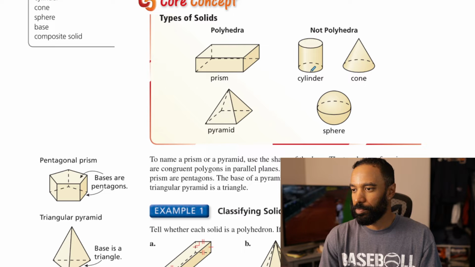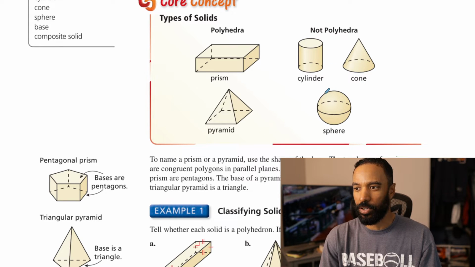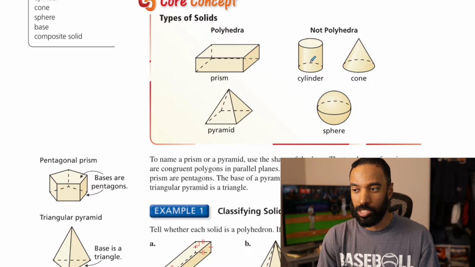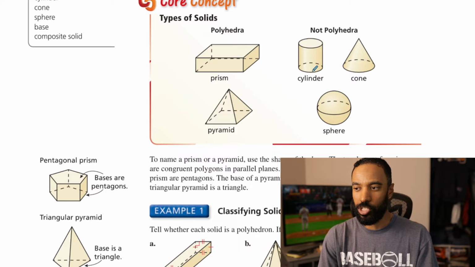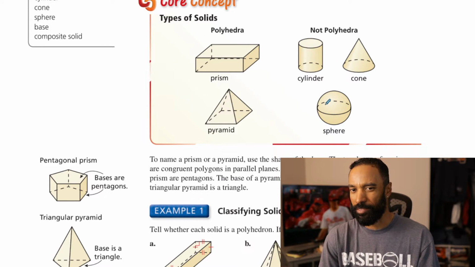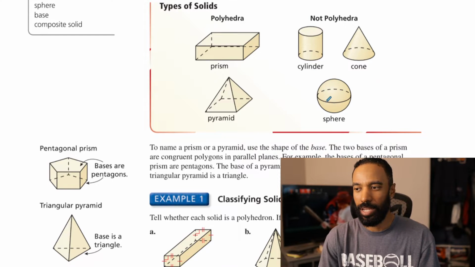Not polyhedrons. A cylinder is not, a cone is not, a sphere is not. Their connection is they contain something that's not a polygon as a facing. The cylinder has two circular bases. The cone has a circular base. The sphere doesn't technically maybe have any faces, but it's completely circular in nature.